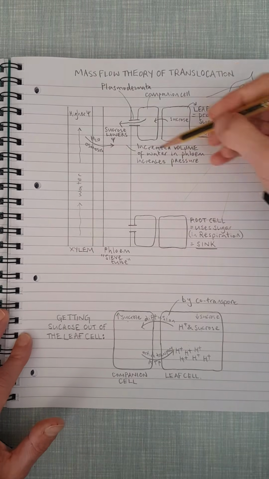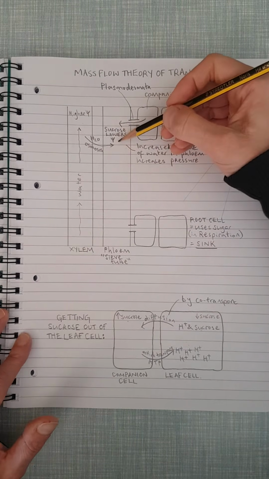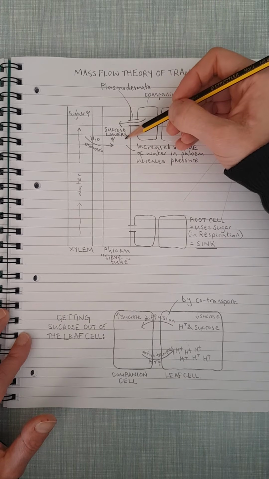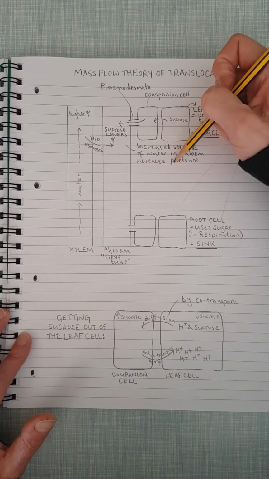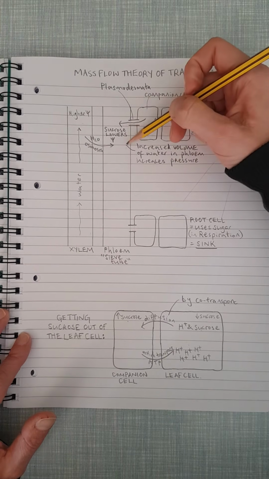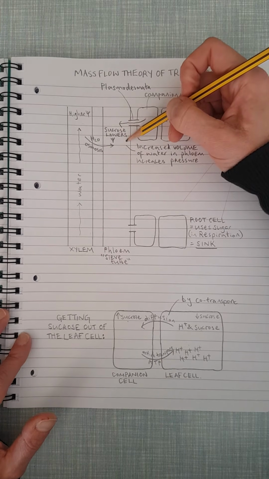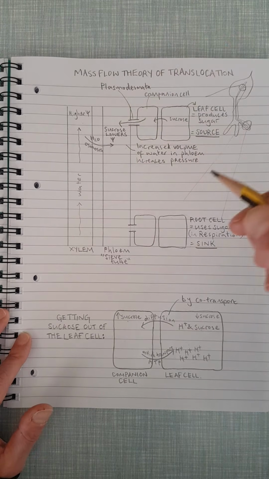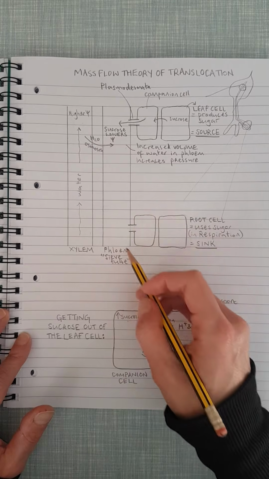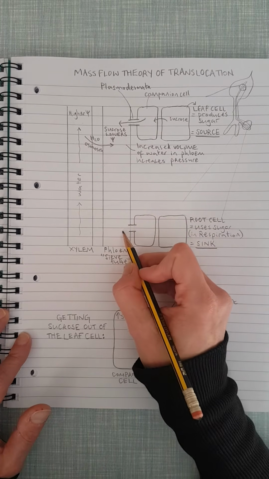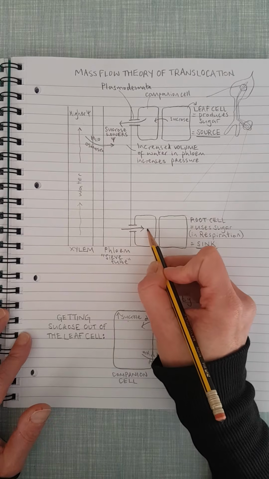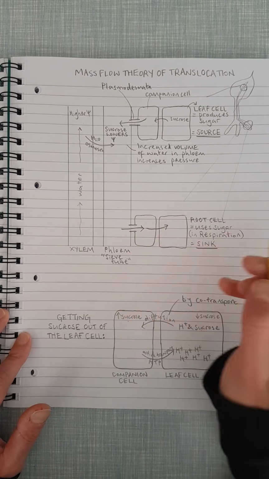Okay, so more water means there's going to be more water molecules pressing up against the walls of the sieve tubes, the walls of the phloem, and so that's going to increase the pressure of water at the top of the plant, at the top of the phloem. Meanwhile, let's look at what's happening at the bottom of the plant. The sucrose is being taken up into the companion cell and then entering the root cell.